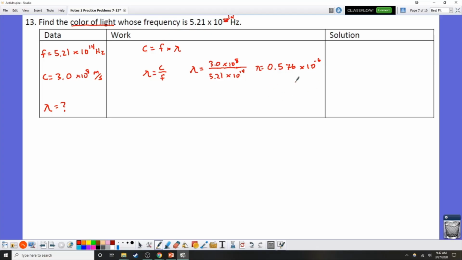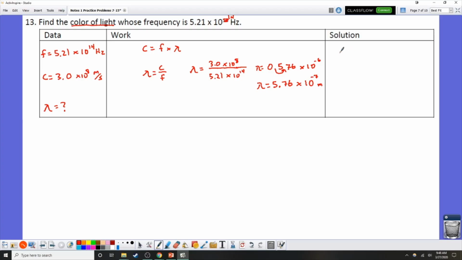That's not true scientific notation. True scientific notation means that the mantissa, or this front number here, has to be between 1 and 10. So I'm going to write this down as 5.76 because that's between 1 and 10. And then that means we did move the decimal over one spot, so when we did that, it changed the exponent as well. So it's not 10 to the -6, it's 10 to the -7th meters.